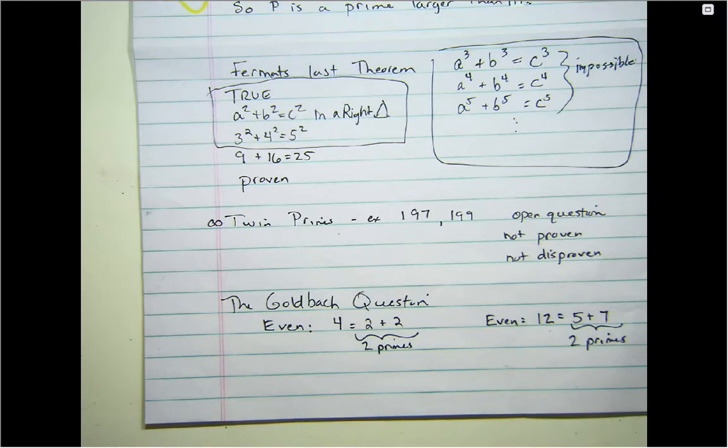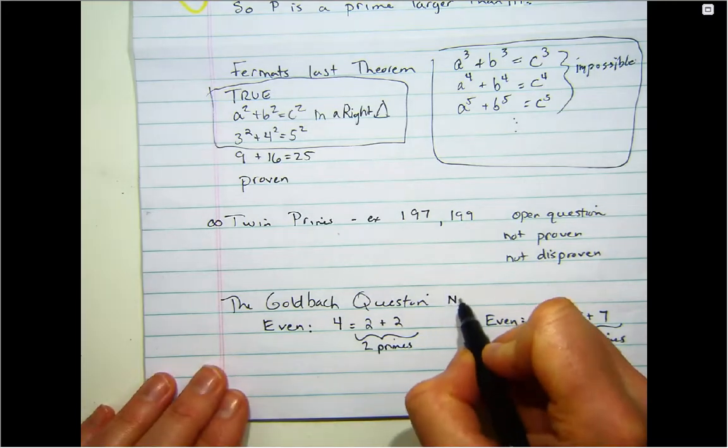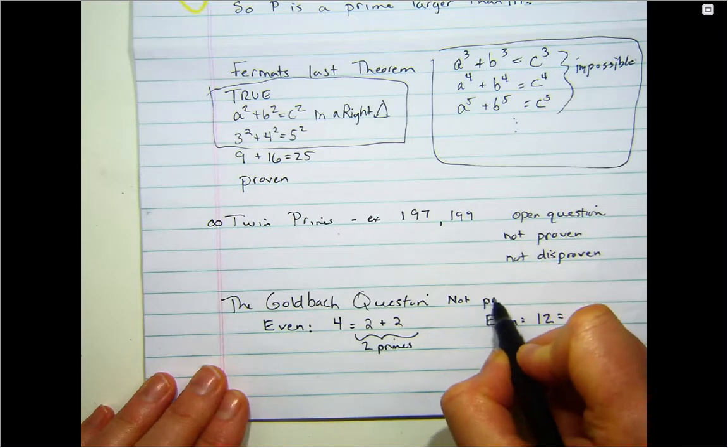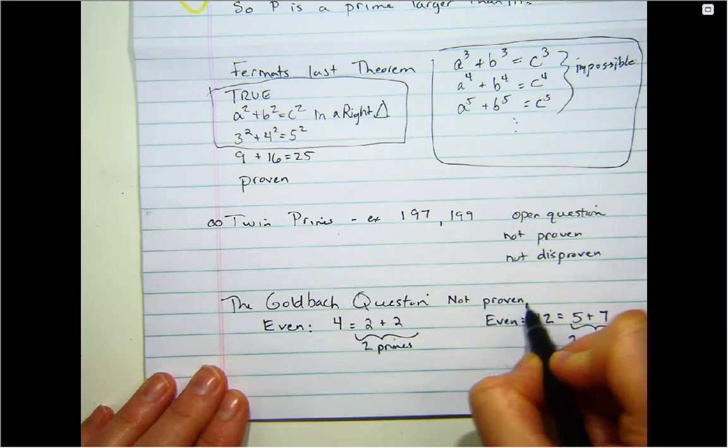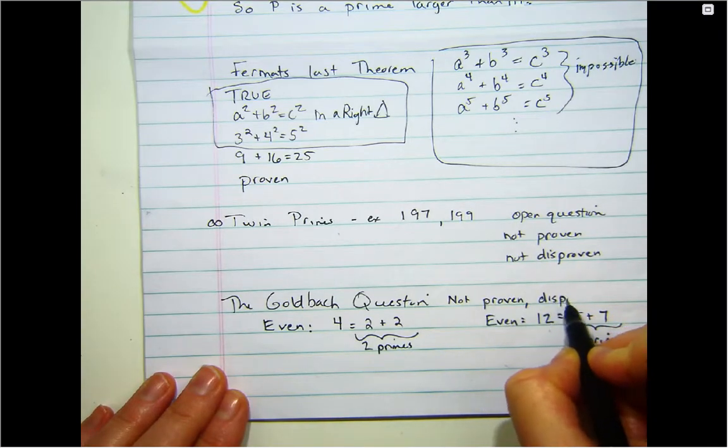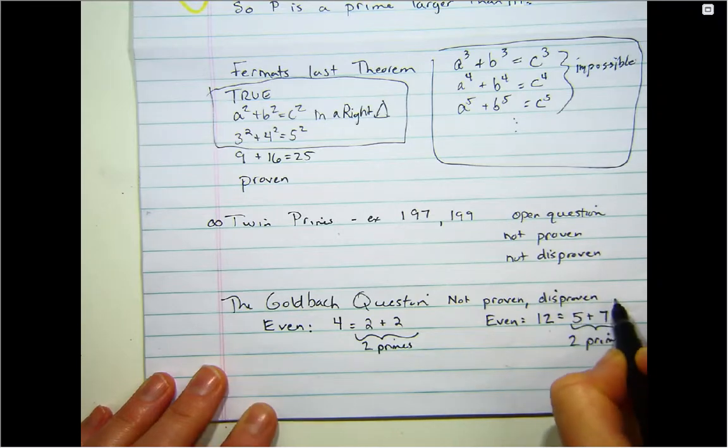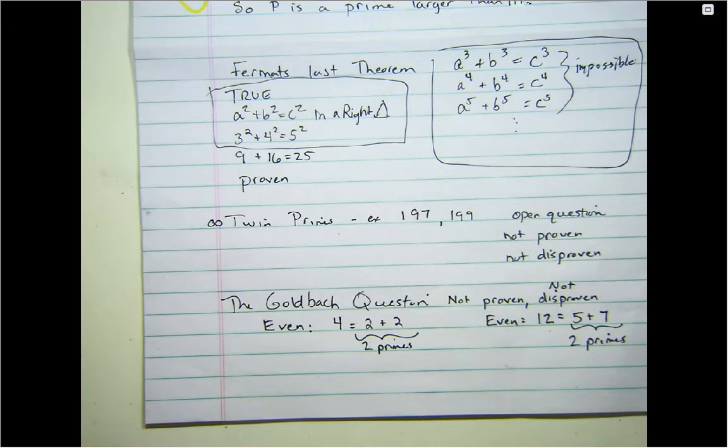So that's an open question, and it says question, so that kind of helps you to know that it has not been proven, and it's not been disproven. We don't know if there's some even number that cannot be written as the sum of 2 primes.